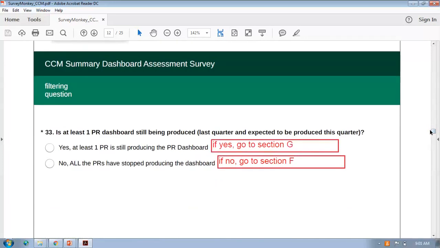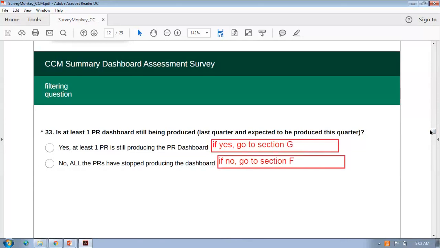And the next question is, is at least one PR dashboard still being produced? We know that there are some countries where 1 or 2 PRs have reached the end of their grant and they've stopped producing the dashboard. There's even one country where none of the PRs want to go on and they've stopped producing the dashboard. So even if the CCM likes the dashboard, if the PRs are not producing dashboards, you can't produce the CCM summary. So that's why here we have 2 choices.